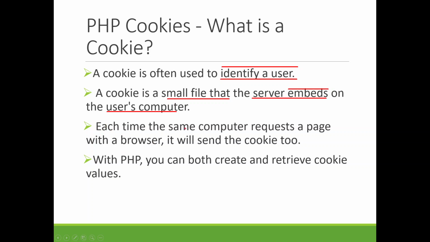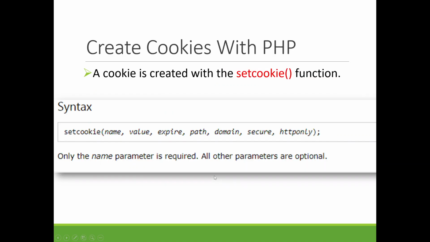Okay, now each time the same computer requests a page with a browser, it will send the cookie too. Now with PHP, you can both create and retrieve cookie values, just like you can do with sessions. A cookie is created using the setCookie function. The setCookie function takes in a number of parameters. One of them is the name of the cookie, then the value that you want to store, then when the cookie will expire. Because you're saving it on the user's computer, maybe you just want to store it for a month or 2 months or a day or a week. Then it will be automatically deleted when the time expires.